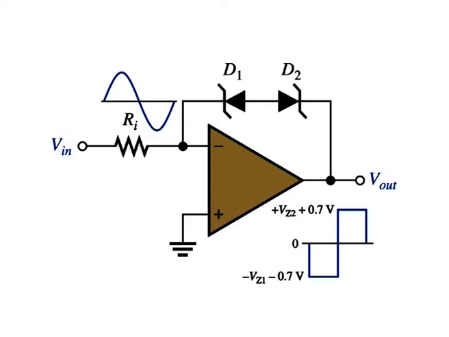Two Zener diodes arranged as shown in this figure limit the output voltage to the Zener voltage plus the forward voltage drop of the forward biased Zener, both positively and negatively.